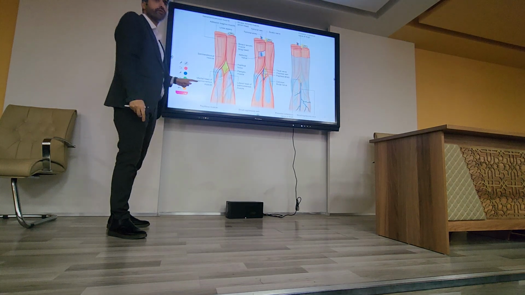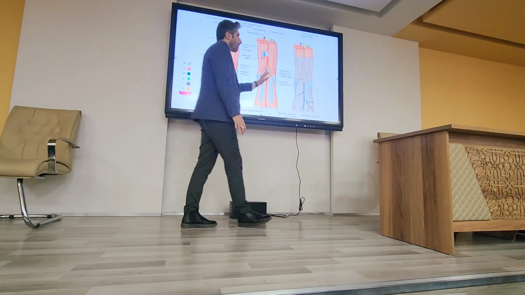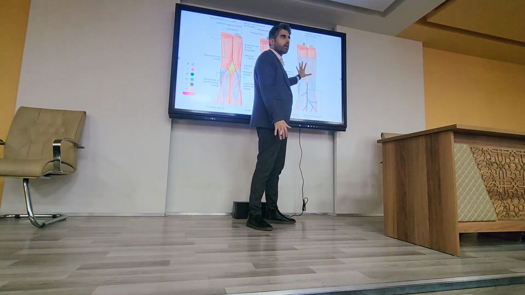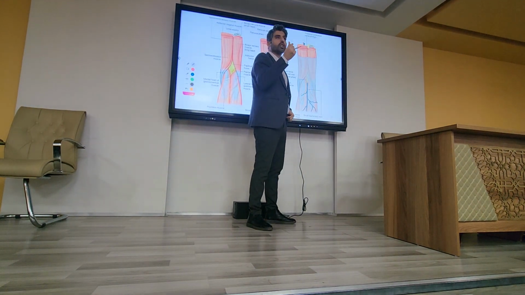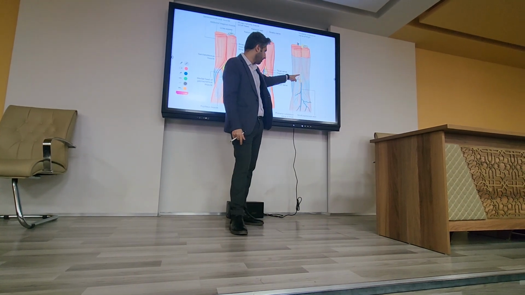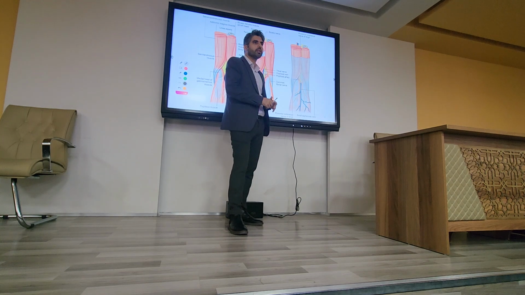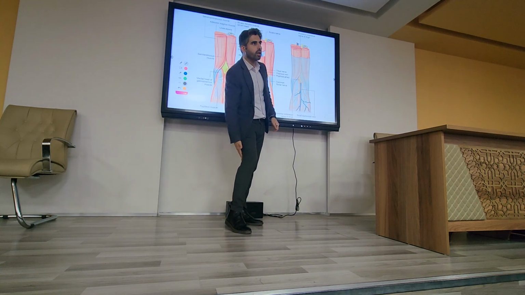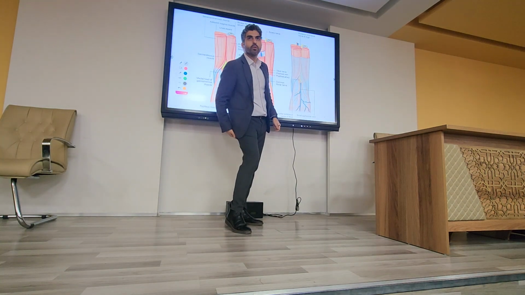What is the roof of the fossa? We have skin, superficial fascia, and superficial structures. What are the superficial structures? One superficial nerve here, the posterior cutaneous nerve of the thigh. Yes, it's for the skin of the posterior side.